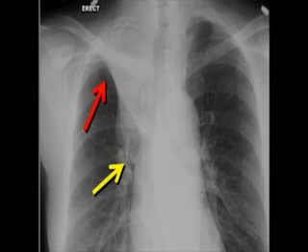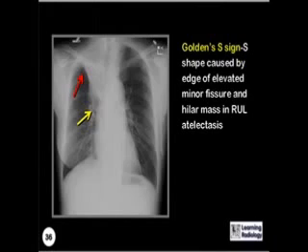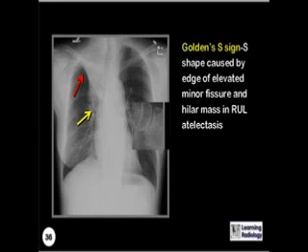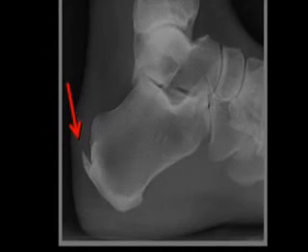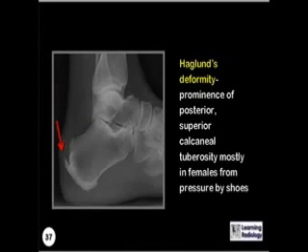What is the name of this sign? This is Golden's S sign, or the reverse S sign of Golden, which is an S shape caused by elevation of the minor fissure, the red arrow, and a hilar mass, the yellow arrow, producing right upper lobe atelectasis. What is the name of that deformity? This is Haglund's deformity, which is prominence of the posterior superior calcaneal tuberosity, seen mostly in females, presumably from pressure by shoes.